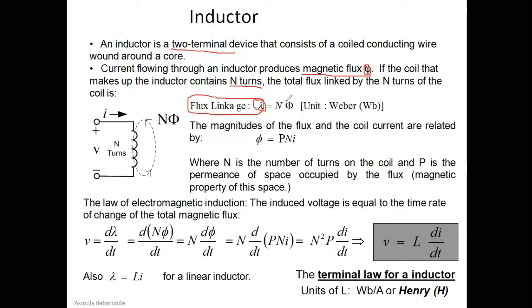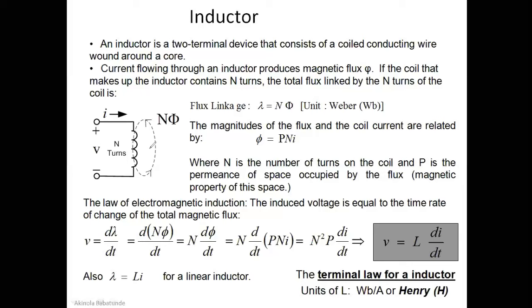So the flux linkage will be given as the number of turns multiplied by the magnetic flux. And you can see we have the unit of the flux linkage as Weber. The flux linkage is what you can see here: number of turns multiplied by the magnetic flux. That is what we have here in this field. There is a field already produced or generated here around this particular coil.